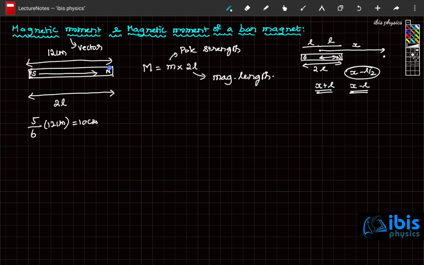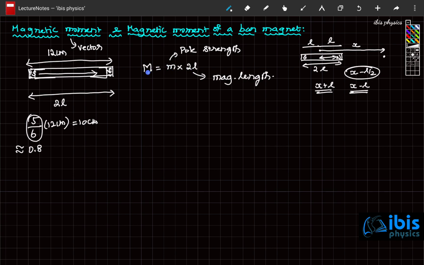because at the poles the magnetic field would always be disturbed. Hence the effective length of the magnet is only 5/6 of the total length, or roughly about 0.8 times the geometric length. The total length is called geometric length and the magnetic length is a little bit less than that. But here in our chapters or in almost all of the problems, we take the total length as almost equal to the geometrical length. So magnetic moment is equal to pole strength into the magnetic length.